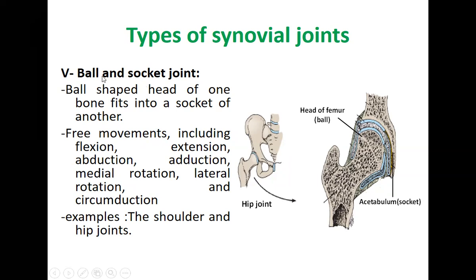This type of joint is a very good joint for movements. The examples for this type of joint are the shoulder joint as well as the hip joint.